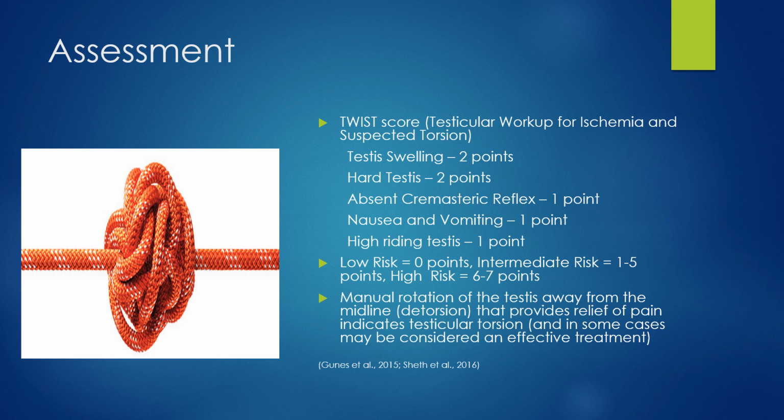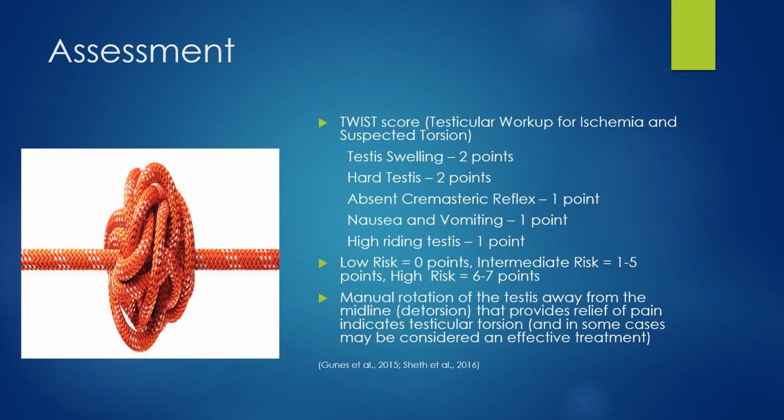When assessing these patients, the provider will need to use the TWIST score, which has served as a successful screening tool for diagnosing testicular torsion based on both the history and physical presentation. The TWIST score assigns points based on the 5 following criteria: testicular swelling, hard testicle, absent cremasteric reflex, nausea and vomiting, and high riding testicle.